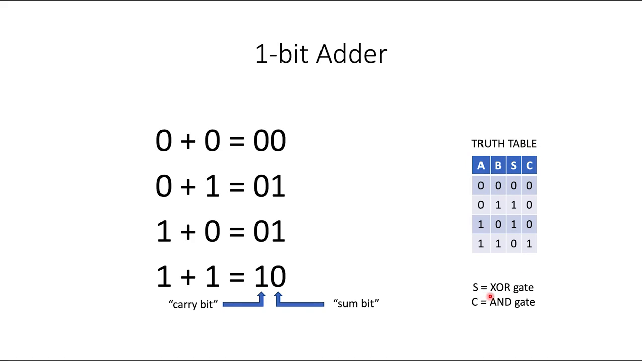So the sum should be really just the exclusive OR of A and B together, and C should be the AND of A and B together. So let's do this.